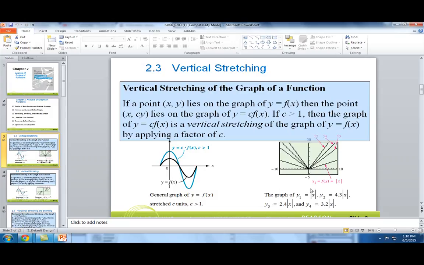So notice for each one of these following examples, we're given the root function, which is the absolute value of x. In the second example, we're multiplying the absolute value of x by 4.3, which is a value greater than 1, which would result in a vertical stretch. Y sub 3 is 2.4 and y sub 4 is 3.2. Okay, notice they give you the graphs for each one respectively.